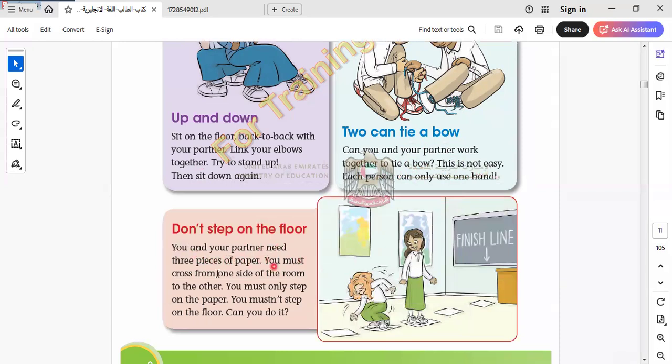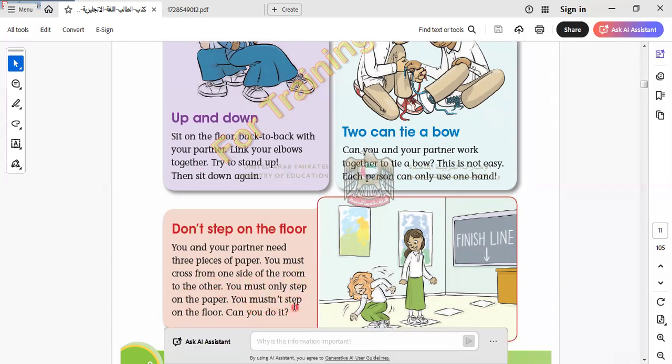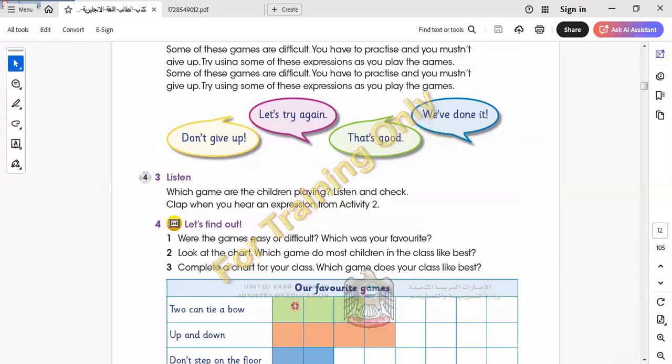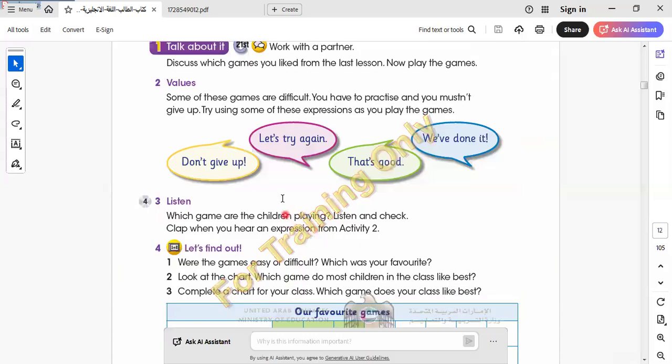You and your partner need 3 pieces of paper. You must cross from one side of the room to the other. You must only step on the paper. You mustn't step on the floor. Can you do it? Here is let's.